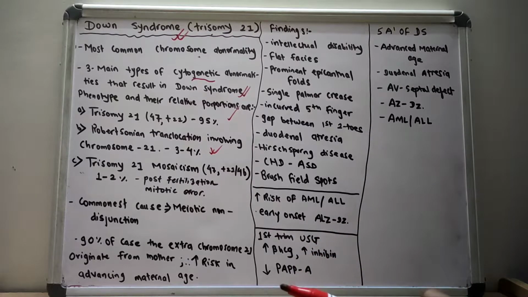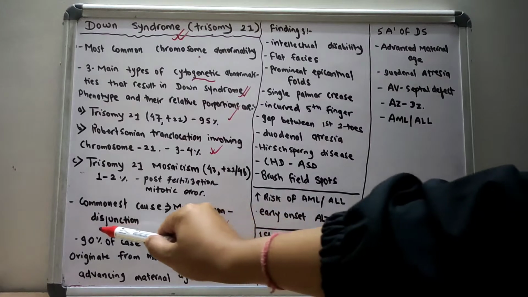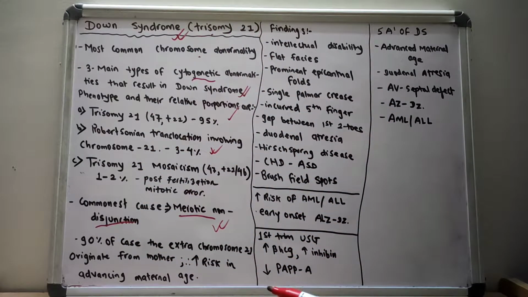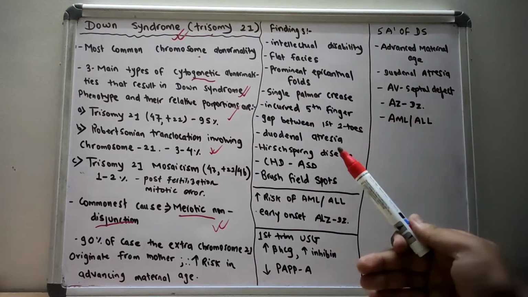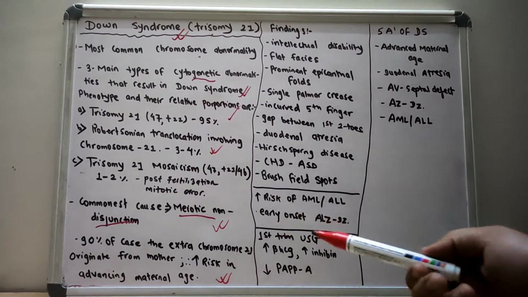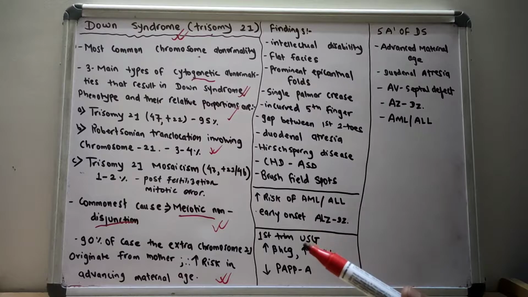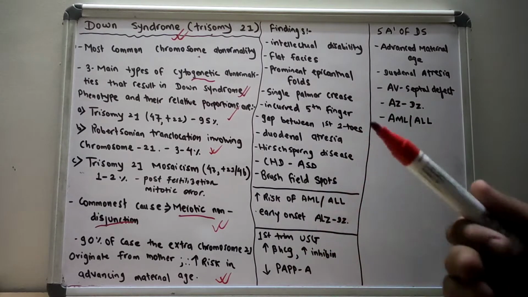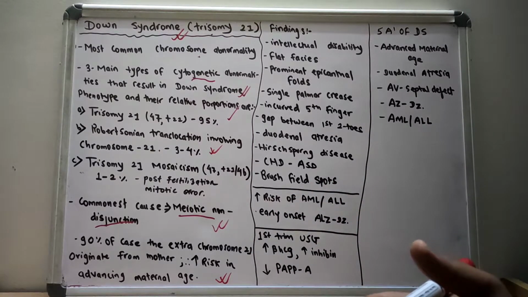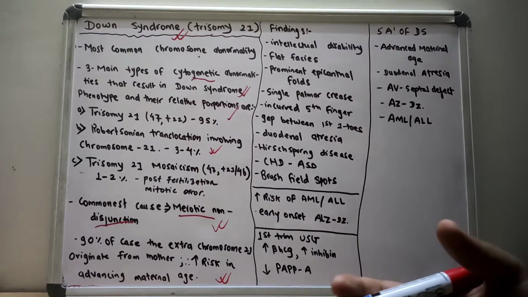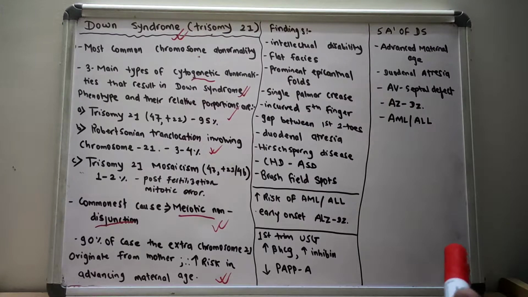So what is the commonest cause of Down syndrome? One of the commonest causes of Down syndrome is meiotic nondisjunction. You should always remember meiotic nondisjunction. In 90% of cases, the extra chromosome 21 always originates from the mother. So we always say that Down syndrome, which is trisomy 21, increases in risk with advancing maternal age. As the maternal age increases, like above 30 or above 35, the risk of occurrence of Down syndrome increases.